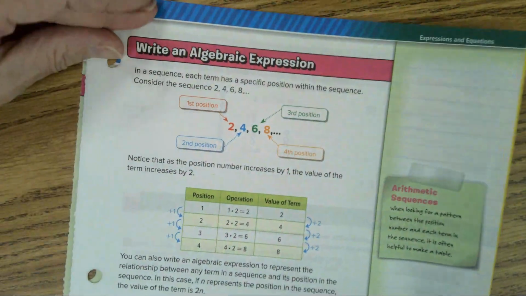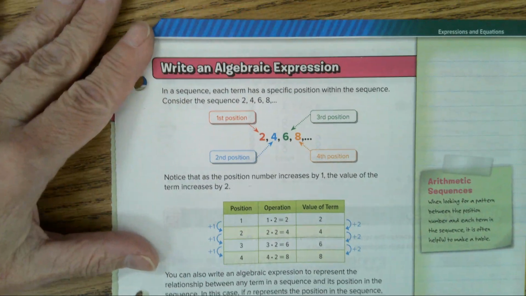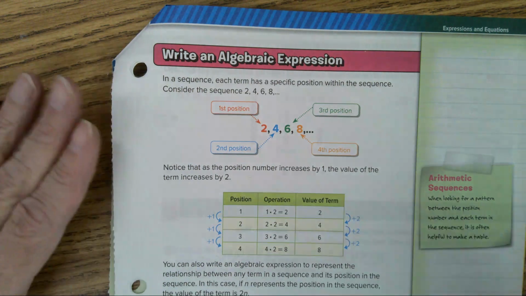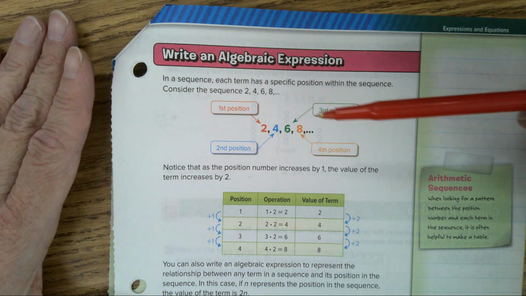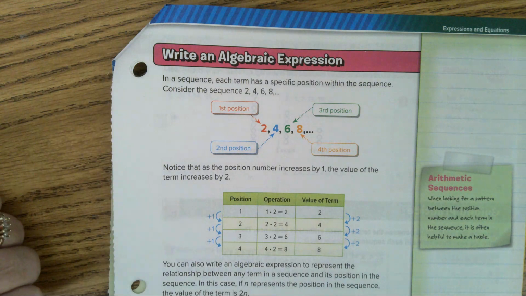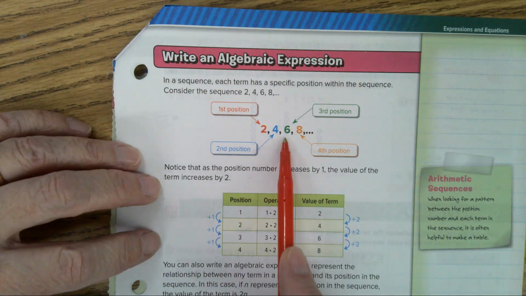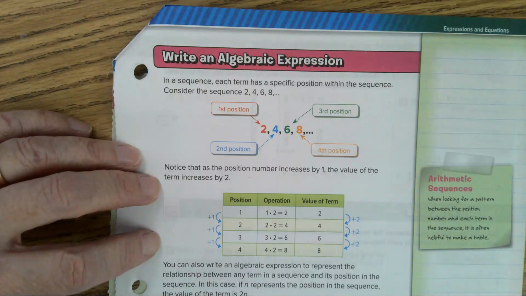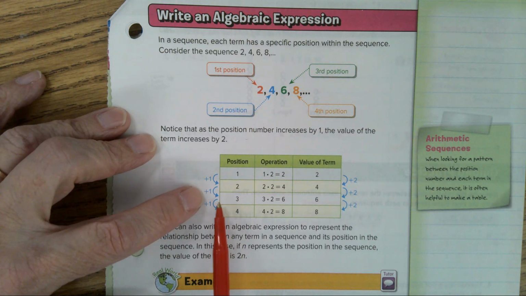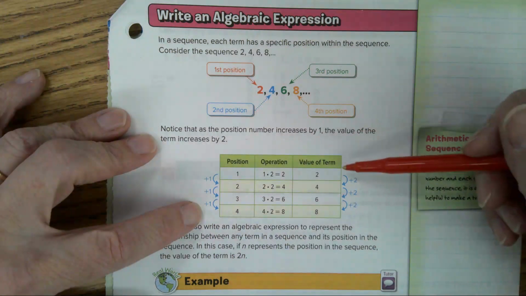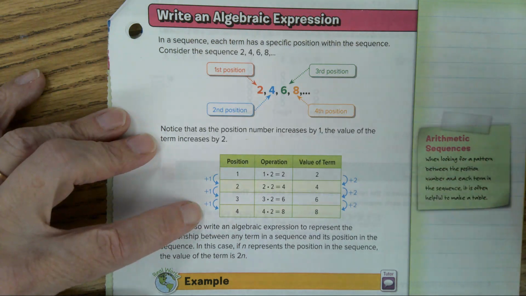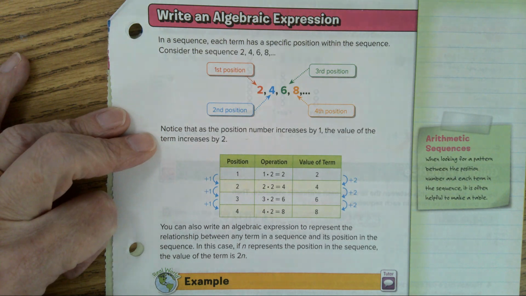In page 359, now we're taking it to another little level. Write an expression for this. How can I show what the expression is? Okay, in a sequence, each term has a specific position within the sequence. Consider 2, 4, 6, and 8. First, second, third, and fourth position. That's pretty simple. So here they have position 1, 2, 3, and 4. In the value, if the operation is times 2, you multiply the position by 2, and that will give you the answer.